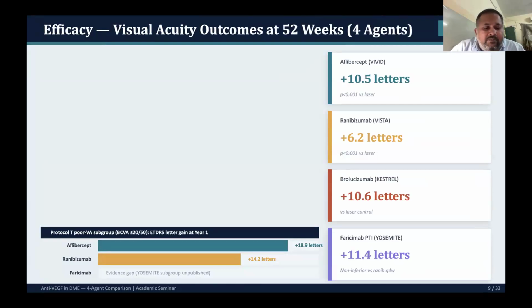letter gain at 1 year, based on the VIVID study for aflibercept, we could gain 10.5 letters on the ETDRS. For ranibizumab, based on the VISTA study, we're able to gain 6.2 letters. For brolucizumab, based on the KESTREL study, we were able to gain 10.6 ETDRS letters. And for faricimab, for the personalized treatment interval, based on the YOSEMITE study, there was a gain of 11.4 letters.